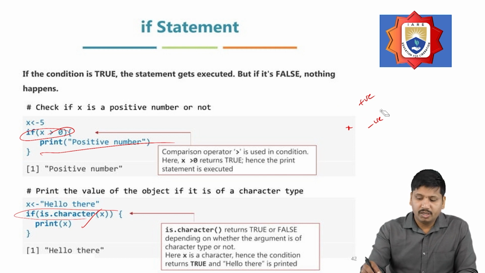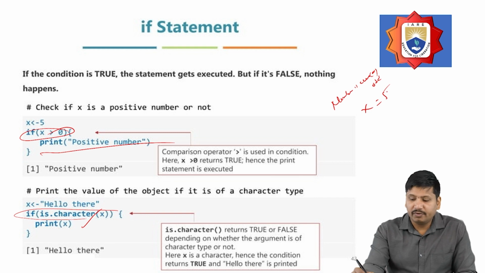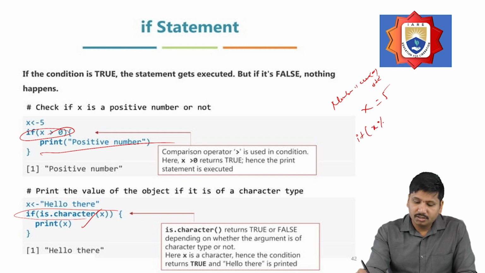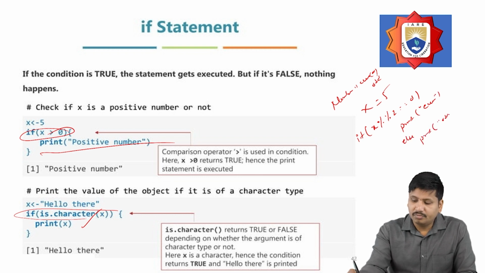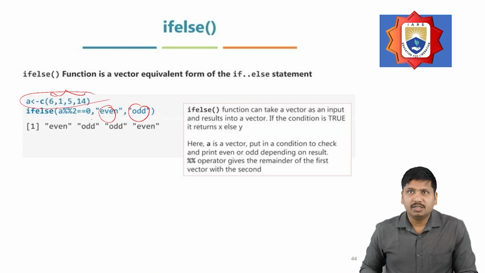Suppose I want to check whether a number is even or odd. How can I say that? For example, whether 96.5 is an even number or an odd number. How can I write it? If x modulo 2 equals 0, that is, if the remainder is 0, then print that it is an even number. Else, print that it is an odd number. So like this, you can make use of conditional statements in R as well.